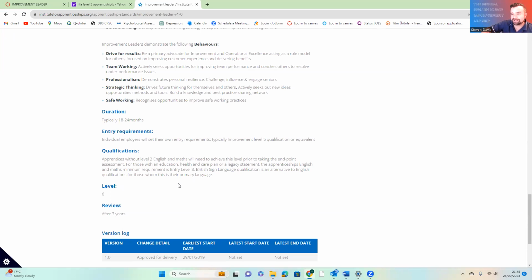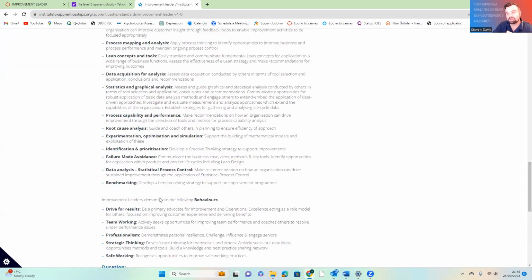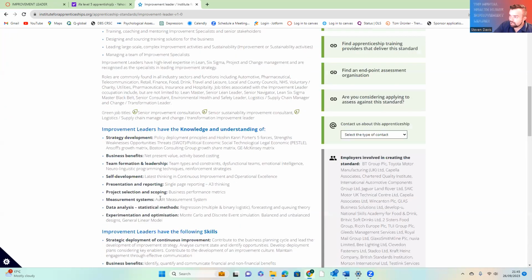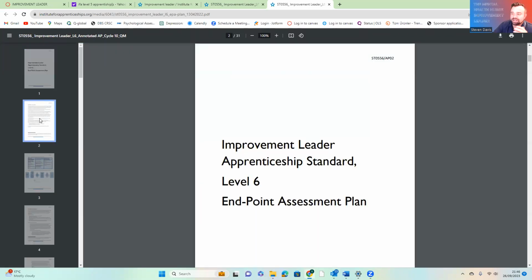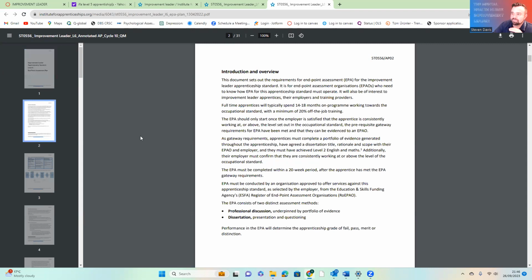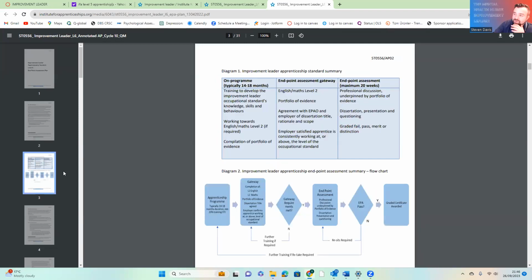Ultimately, to get through the endpoint assessment, there's no on-program requirements. There's no diploma attached to this, but what you do have to have is your English and maths to pass the Gateway. So what we'll do, we'll now have a look at the assessment plan. The assessment plan is about the endpoint assessment, and it's how you're going to be assessed at the end.